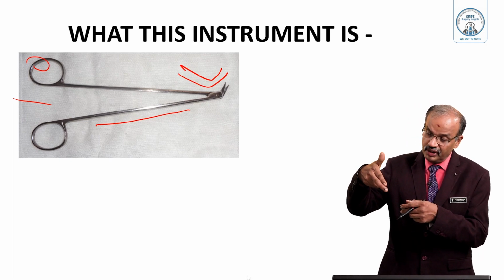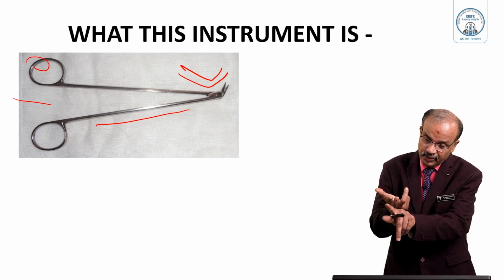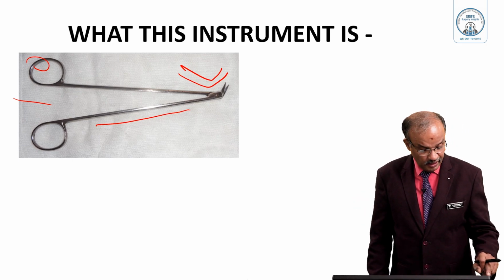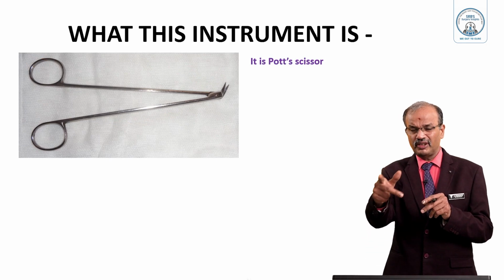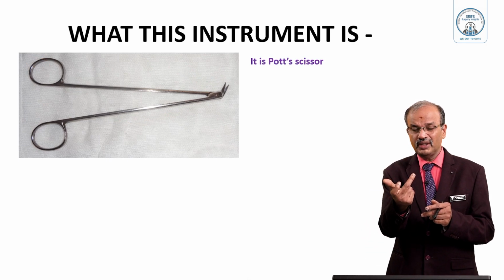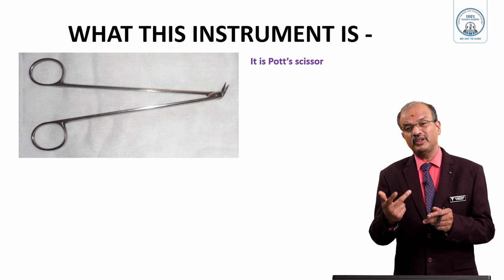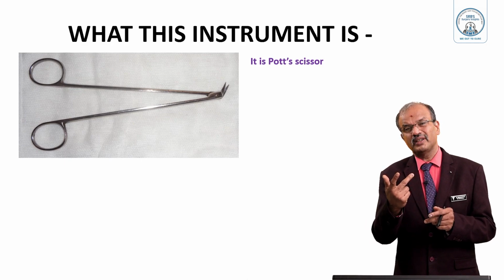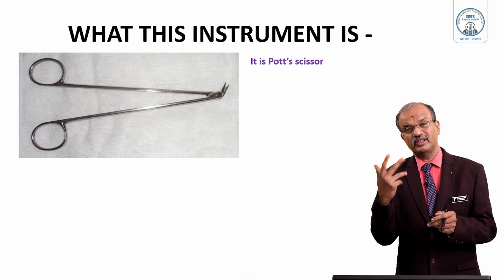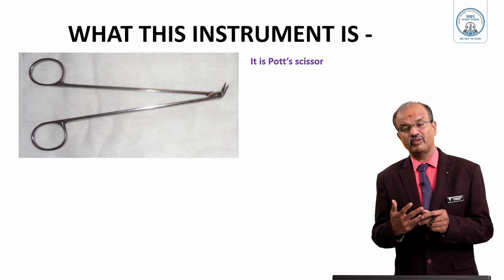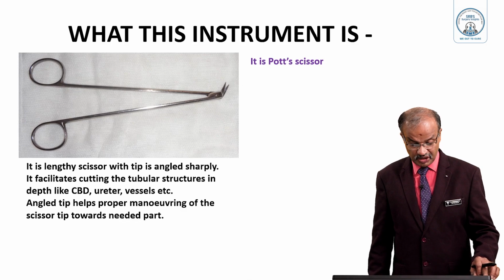Otherwise, if scissors are like this, if a tube is like this, we won't be able to cut like this. So this is angled, you can cut very well. So this is Pott's scissor, very useful scissor with the length like this, curve, such a deep curve, very important angulated tip. It makes you able to cut, go through the ureter when you want to cut, common bile duct when you want to cut, or vessels, or any tubular structures when you want to cut. It's very, very useful scissor. It is called a Pott's scissor.